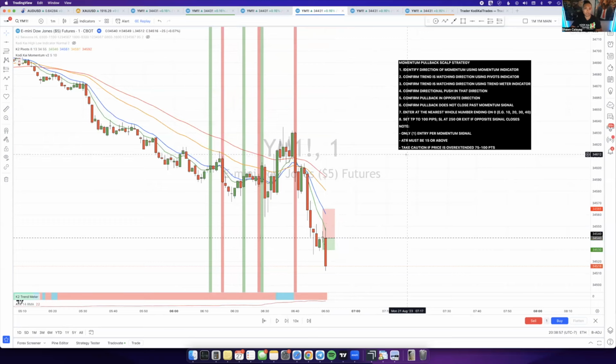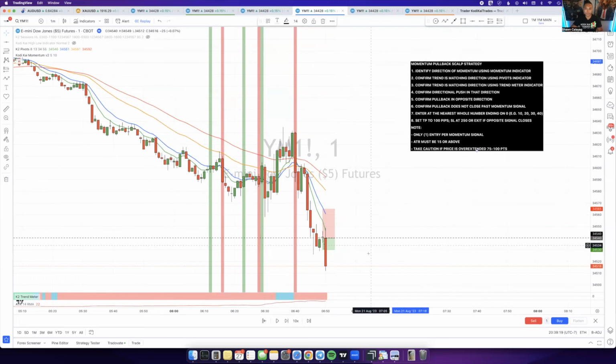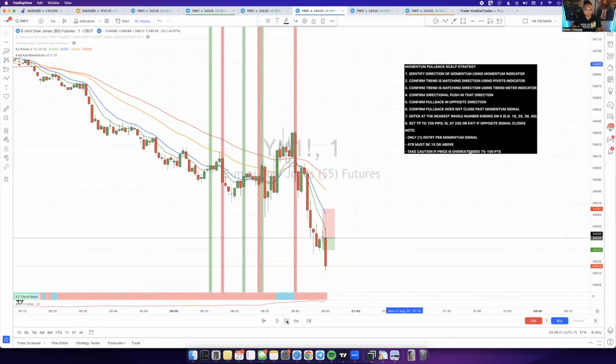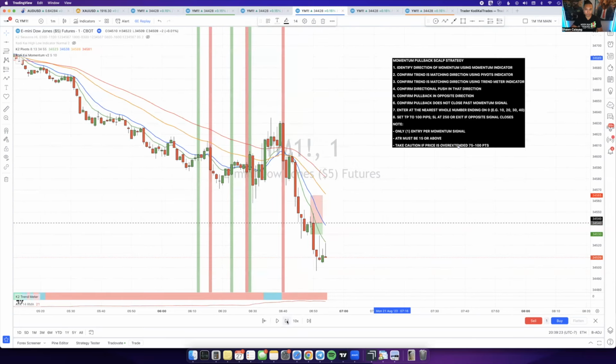Looking at the notes here, you want to take only one entry per momentum. So once you have this entry right here, you're pretty much done with any sells until you get another sell signal. Another thing is you want to make sure the ATR is above 15. Right here, you can see the ATR is currently 22, so it's perfect. And then you want to take caution if price is overextended. It's not always necessary, but sometimes you want to take caution if it's super overextended. So with that said, let's see if we could find one more example before we wrap this up.